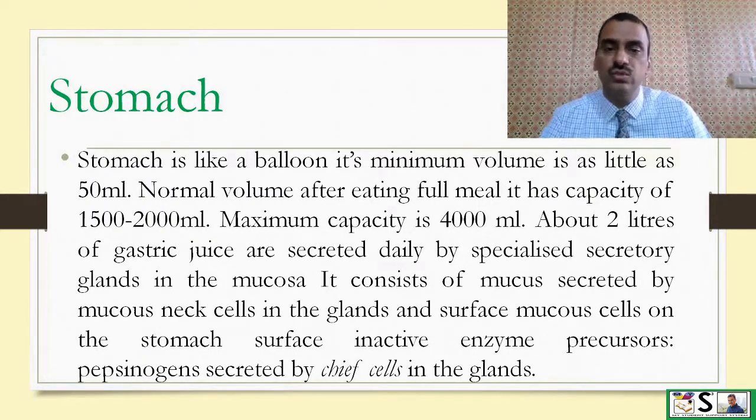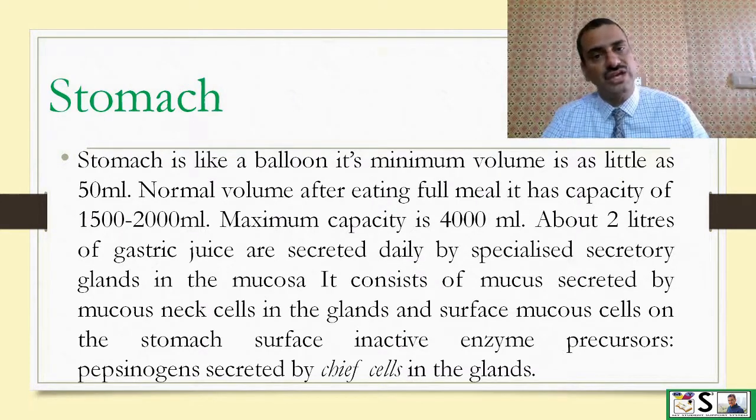Stomach is like a balloon. Its minimum volume when it is empty is as little as 50 ml, and the normal volume after eating a full meal, the capacity becomes 1500 to 2000 ml, means 1.5 liters to 2 liters. The maximum capacity of the stomach is 4000 ml, means 4 liters.